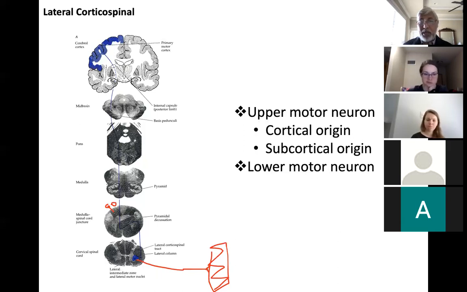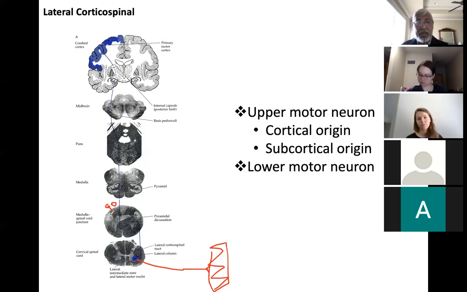Do you remember we talked about the dorsal column, medial lemniscus system, the spinothalamic tract, and the fasciculus gracilis and fasciculus cuneatus? Those were here. This is the lateral column. So these fibers, after crossing to the opposite side, occupy the lateral column in the spinal cord. That's why we call it the lateral corticospinal tract.